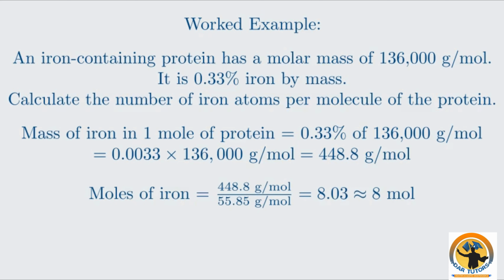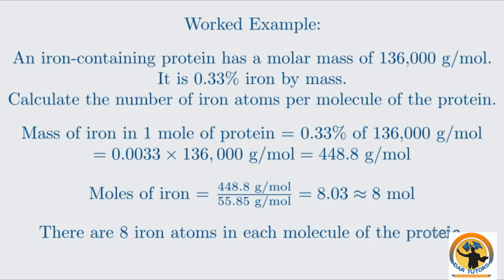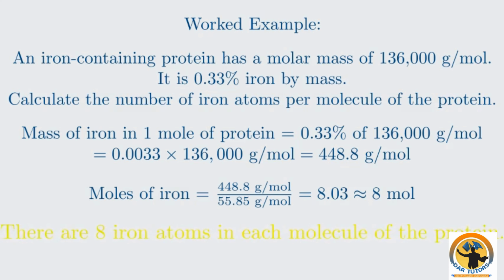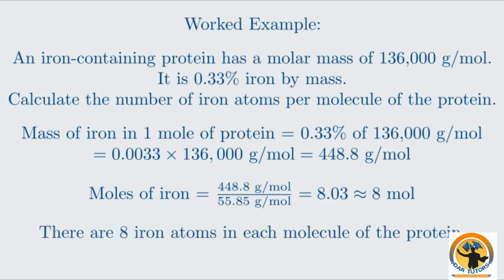This result tells us that 1 mole of the protein contains 8 moles of iron atoms. Therefore, 1 molecule of the protein contains 8 iron atoms. This highlights a powerful application of these calculations, determining the precise composition of very complex molecules like proteins.